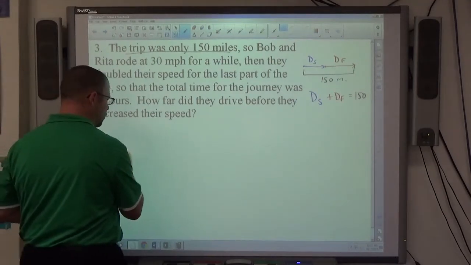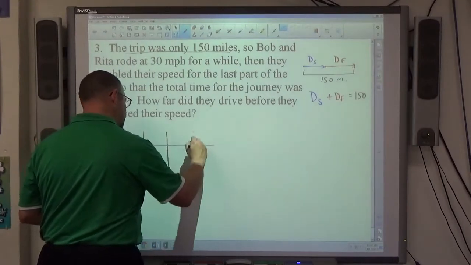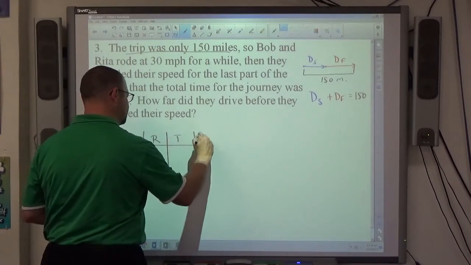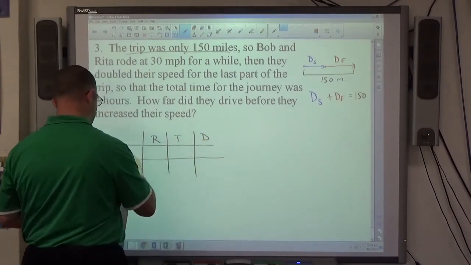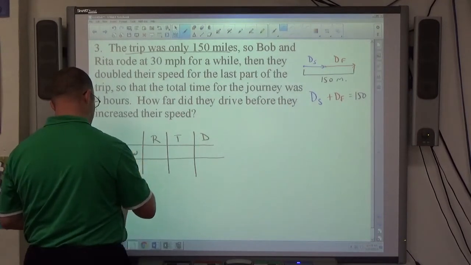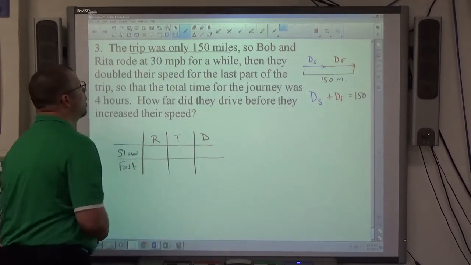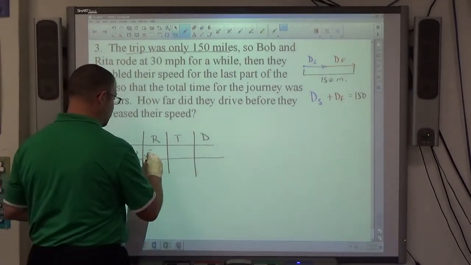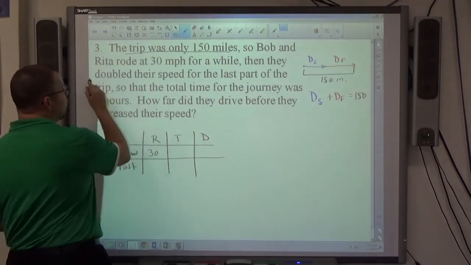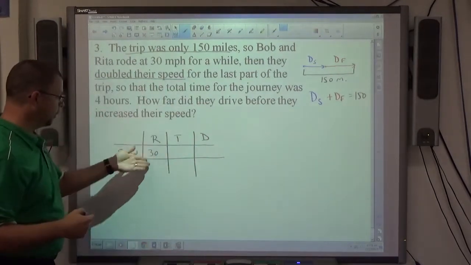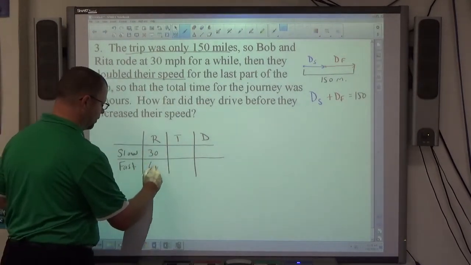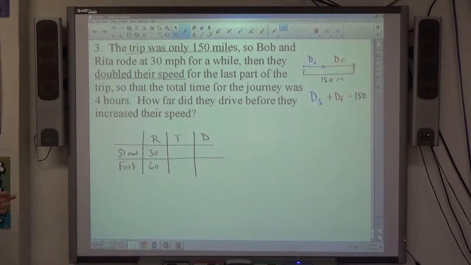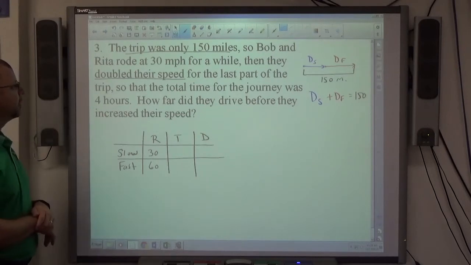Next step is to make a rate time distance chart. We know they rode at 30 miles per hour for a while. That's the slow speed. And then they doubled their speed. Okay, their speed was 30. If we double that, we get 60. They could have also said, then they decided to start driving 60, but in this case, they decided to double their speed. So it's up to us to establish that doubling 30 is 60.